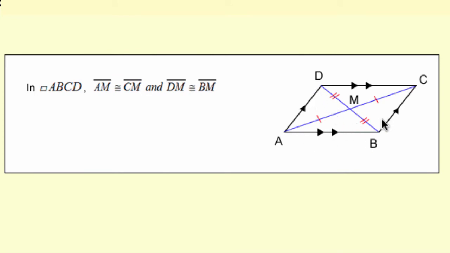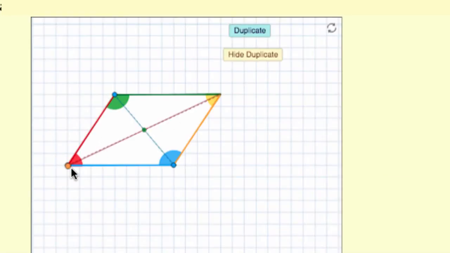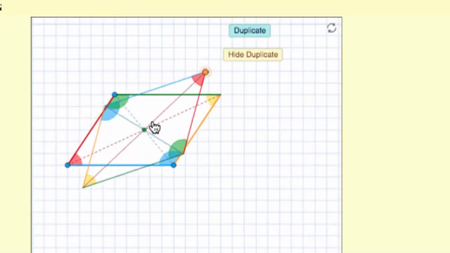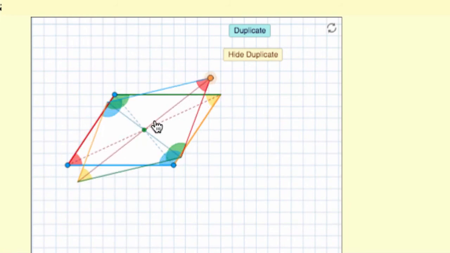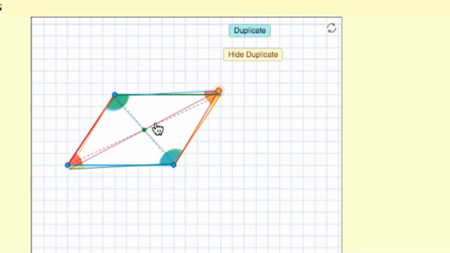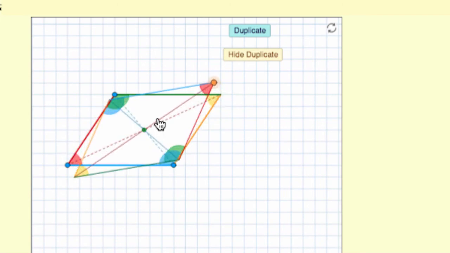Diagonals bisect each other. So if you have a parallelogram, in this case, segment AM is congruent to segment CM. Segment DM is congruent to segment BM. Same deal again. You can see that the diagonals bisect each other because when you rotate 180 degrees, each half of the diagonal is congruent to the other.